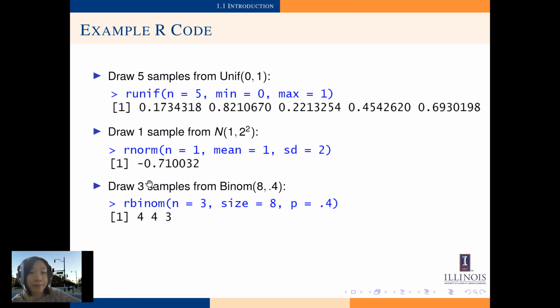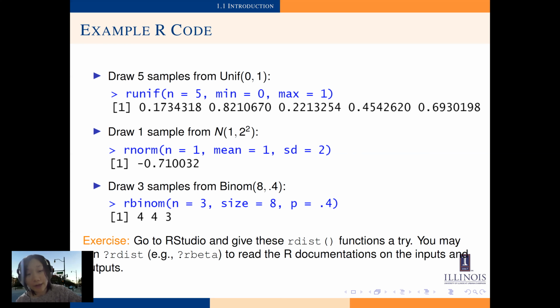To draw 3 samples from the binomial distribution with n equals 8 and probability of success equals 0.4, you can do rbinom, supply the number of samples you want, 3, size, so the binomial n equals 8, and p equals 0.4. And then R will give you 3 samples from the binomial distribution. The values will be between 0 and 8 for each of them.